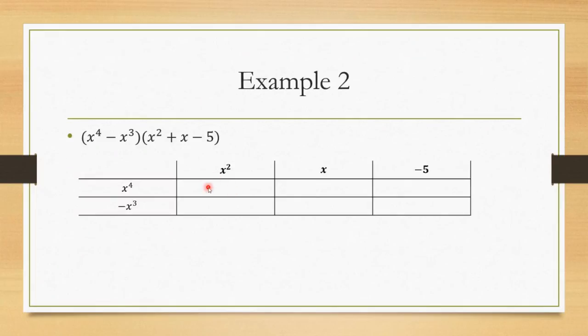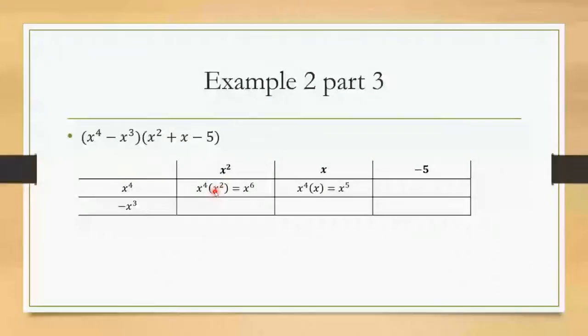So for here, what do we get? We have x to the 4 times x squared. Well, that's going to be x to the 6th. We're adding the exponents. The coefficient of this is 1. Here it's also 1. And 1 times 1 is 1. But we don't write a coefficient of 1. We just leave it off.